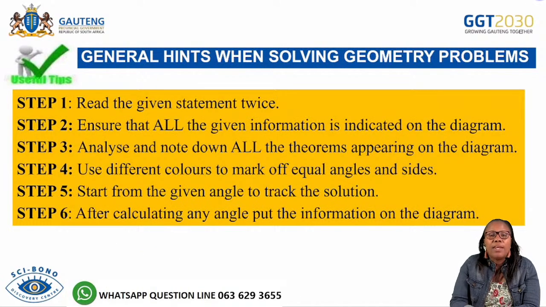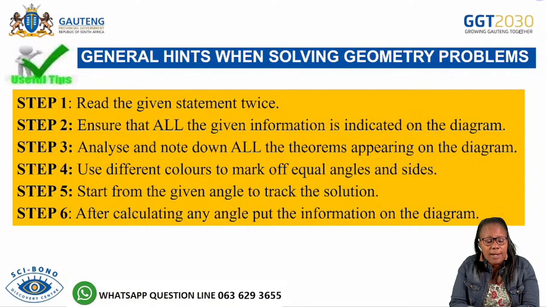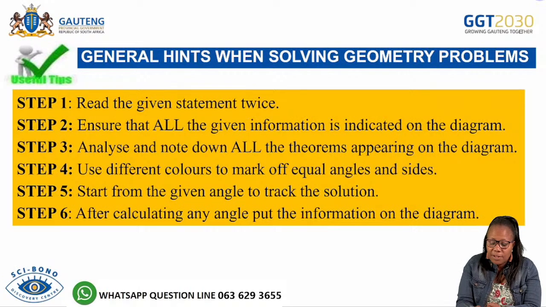Right, and then now we have the general hints when solving geometry problems. These are very useful tips, grade 12. Number one, what must you do when you see a rider? You read the given statement twice. You repeat it again to ensure that you understand everything that is given to you. And then step number two, ensure that all the given information is indicated on the diagram.